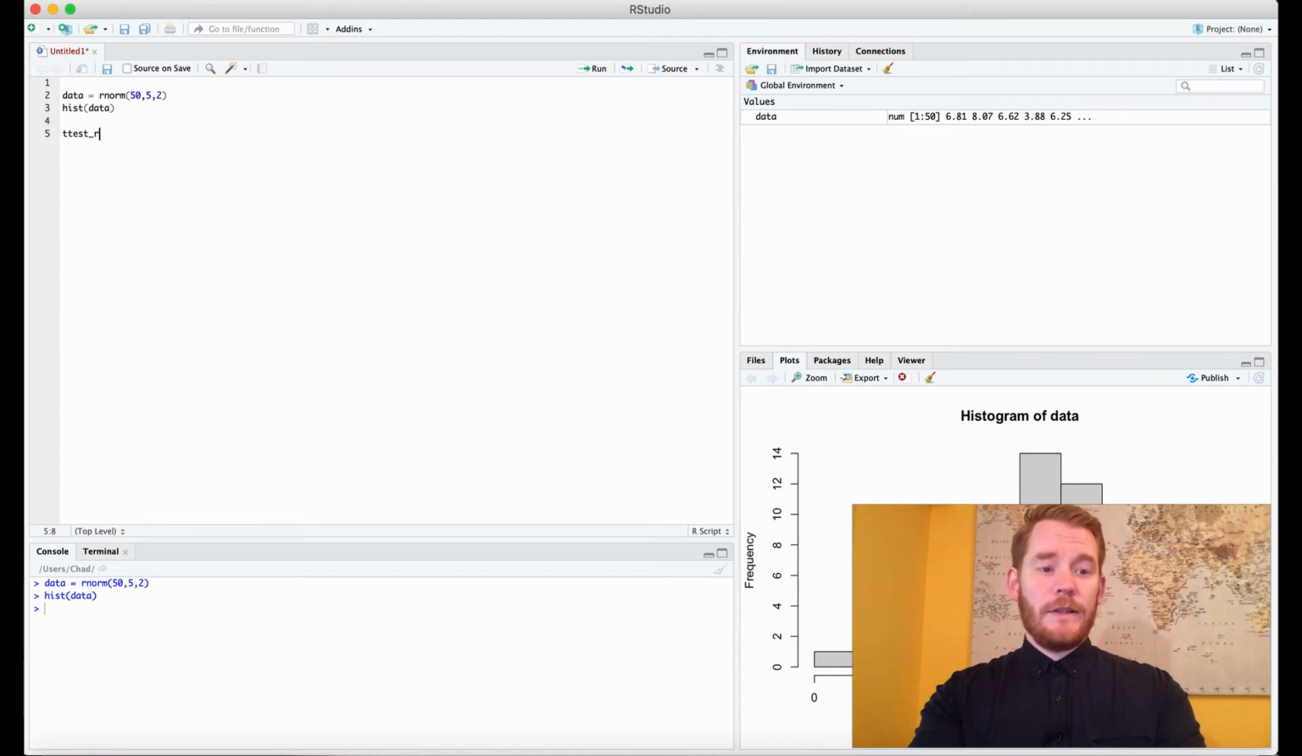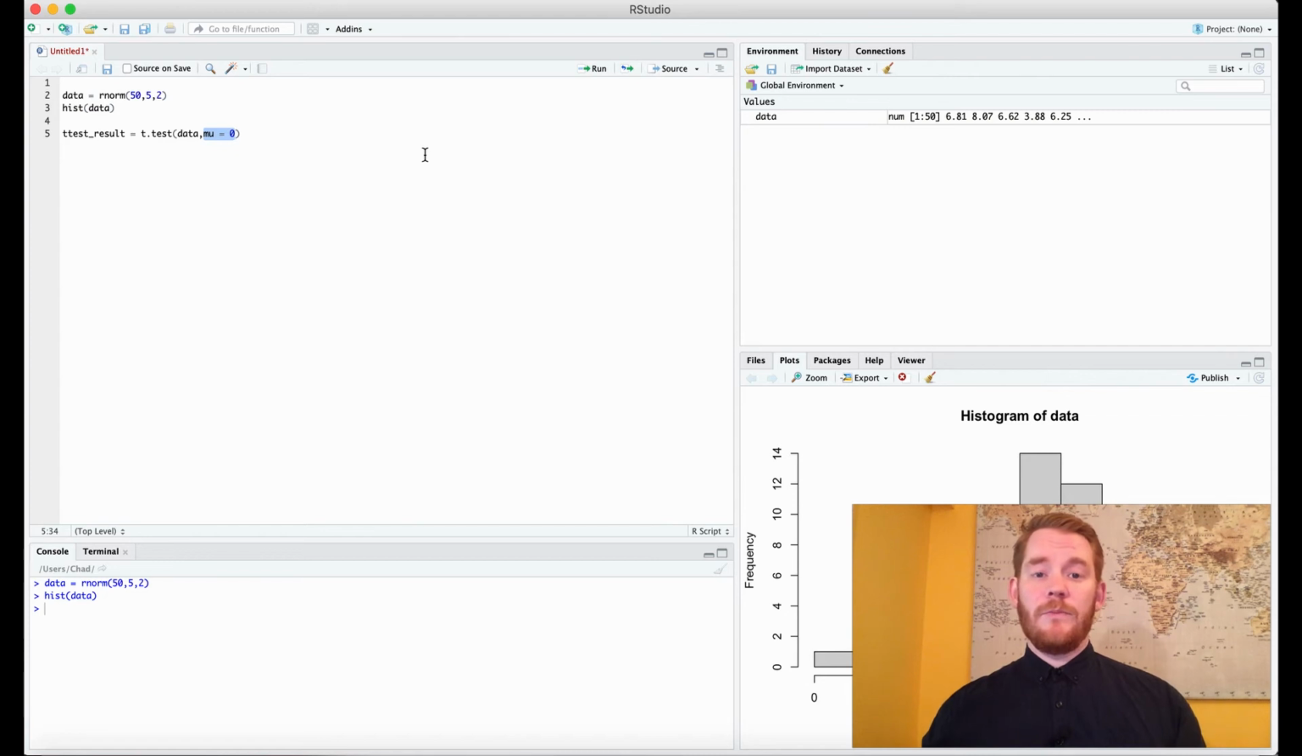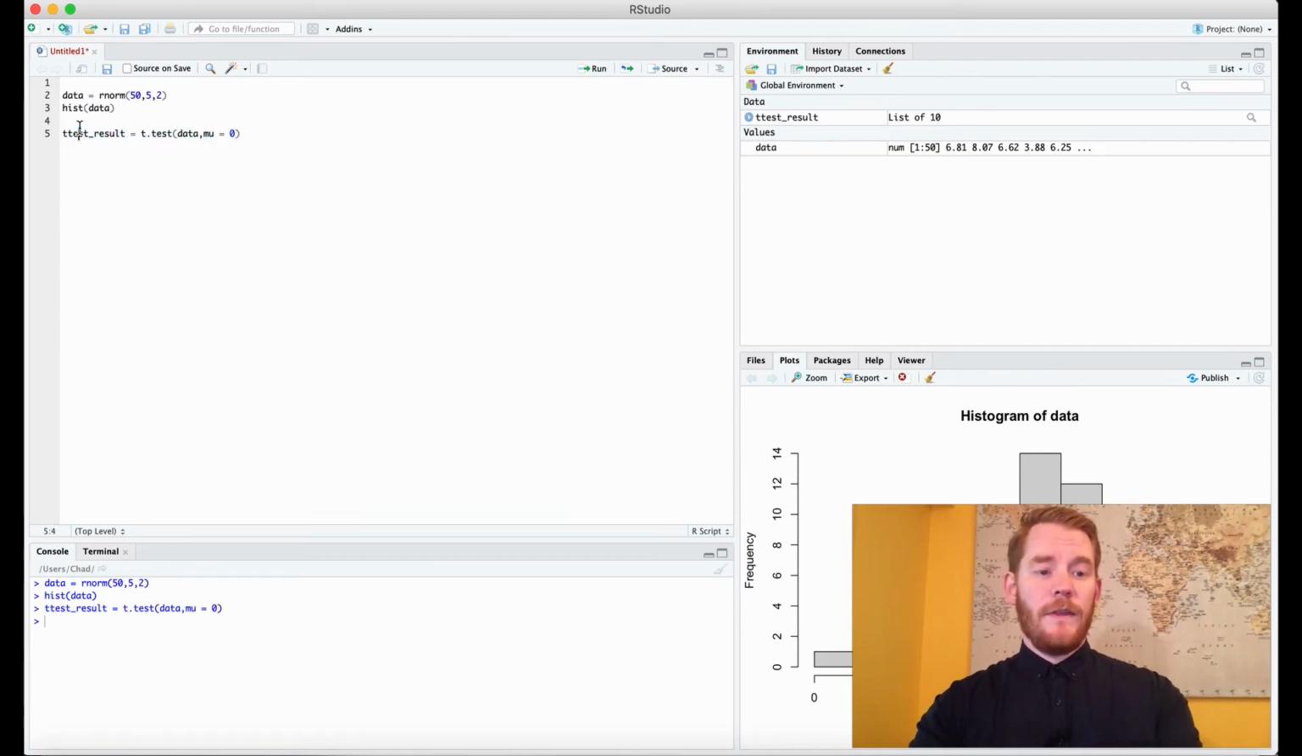So I'm going to actually put it into a variable called t-test result, and our function is t.test, and what it needs is our data. So first let's put our data in there, and then what we need to do is tell it what we're comparing it to, and that's going to be a mu of 0. So our mu of 0 is our population mean. Now let's run this and see the results.